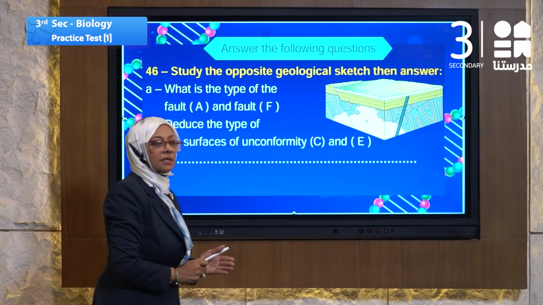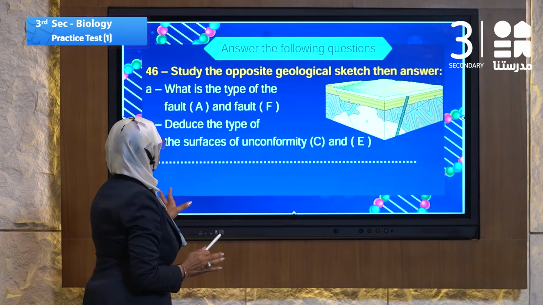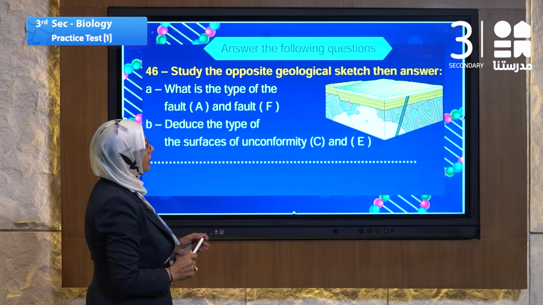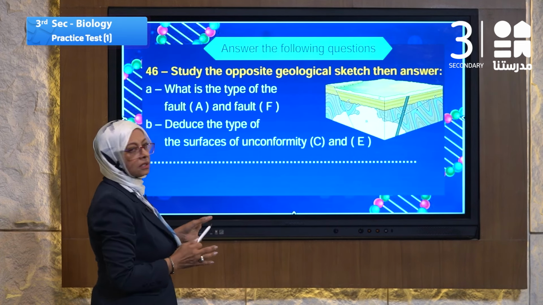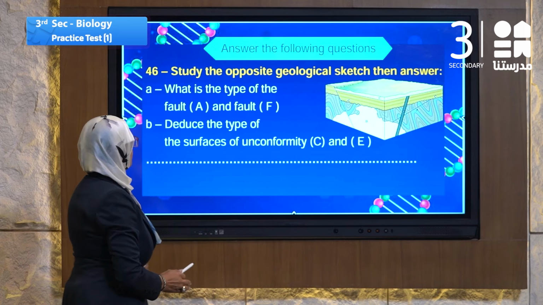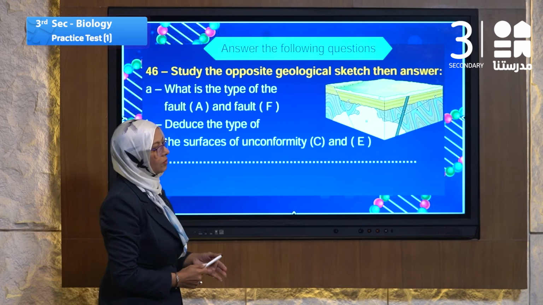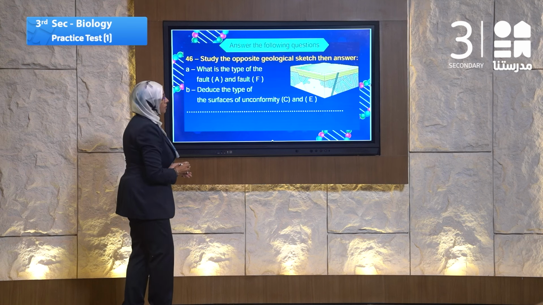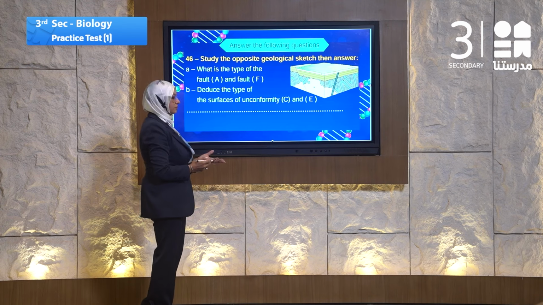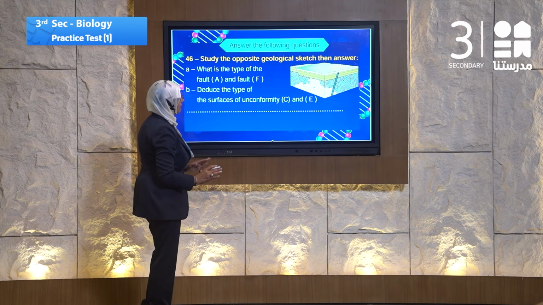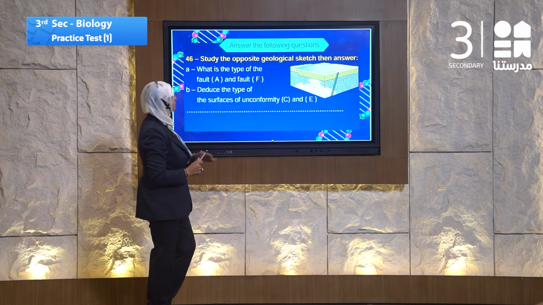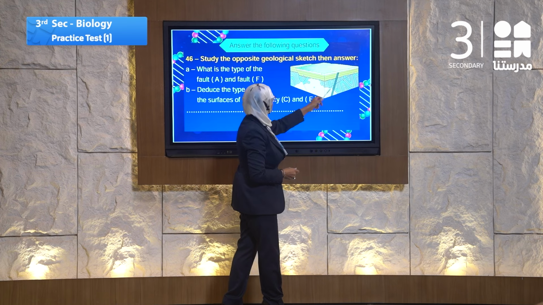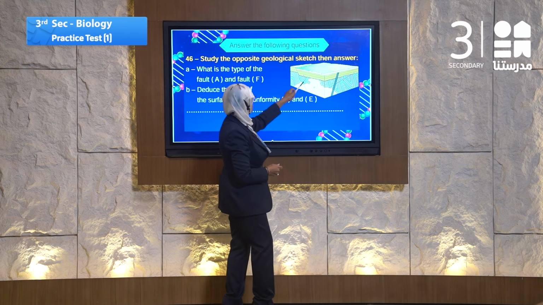Let's speak about this figure. This figure discusses many structures in this layer. The structure consists of 2 main parts. One of them speaks about the fault. What is the meaning of fault? Fault is breaking down the rocks. And then breaking down the rocks and move? No. Breaking down the rocks and still. Let's speak about the fault A and the fault F. The fault A here is a type of fault opposite to F.